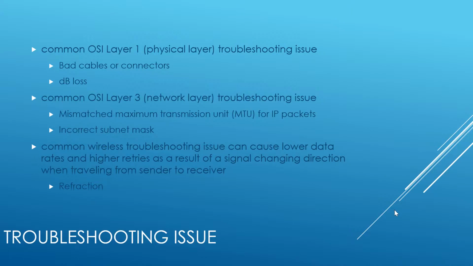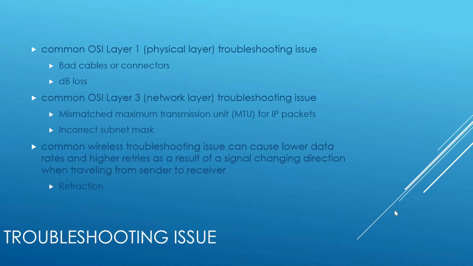Troubleshooting. The most common OSI layer 1 problems are bad cables and bad dB loss, that would be for wireless. Some of the most common problems in layer 3 would be mistyping IP addresses or an incorrect subnet mask. Basically, something logical is going to be along layer 3.